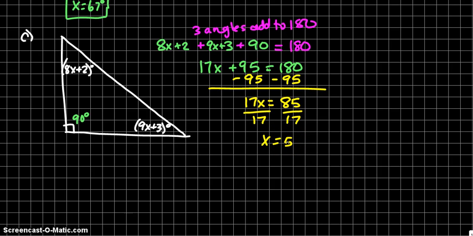All right, so remember we're not done because we're trying to find the angle measures. So now I'm just going to go ahead and I'm going to plug a 5 in here for x, and I end up with 45 plus 3, so 48 degrees. And here I'm going to plug in a 5 for x, and I end up with 40 plus 3, so 43 degrees.